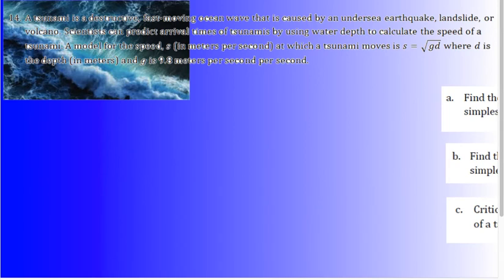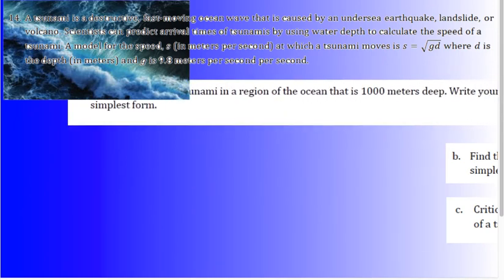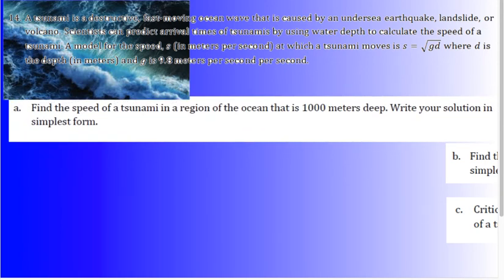All right, so take a look here. A tsunami is a destructive, fast-moving ocean wave that is caused by an undersea earthquake, landslide, or volcano. Scientists can predict arrival times of tsunamis by using this formula right here: S equals square root of G times D, where D is the depth in meters and G is 9.8 meters per second squared. Find the speed of a tsunami in a region of the ocean that's 1,000 meters deep. Write your solution in the simplest form.